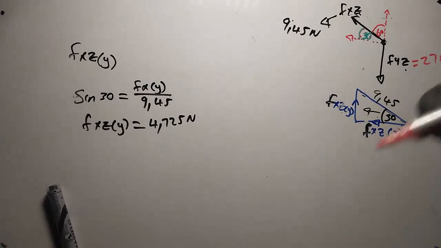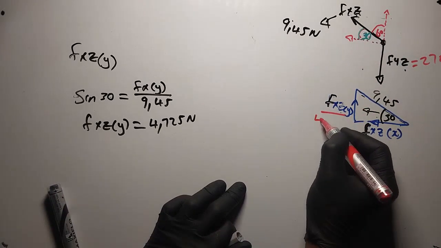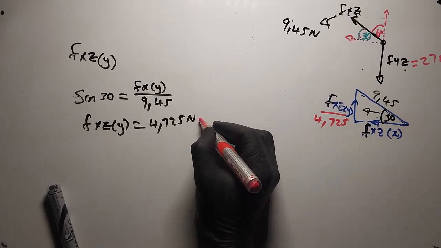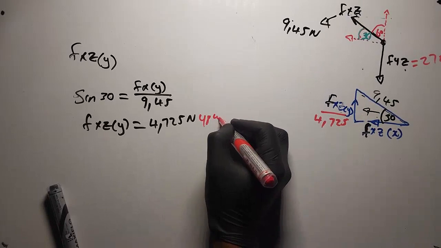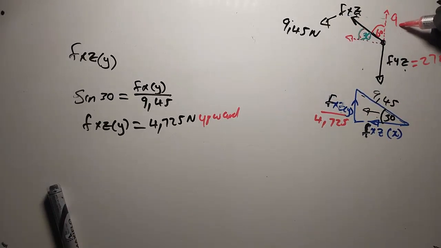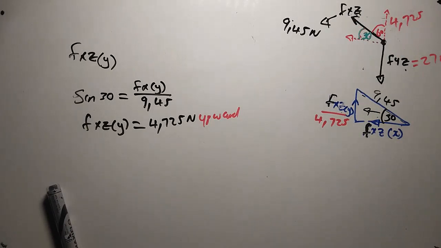What's the value over here on our vertical? It's going to be 4.725. Now this thing is acting where? Upward. Which means now we have a force here, which is 4.725, sorry. The force over here and the force over here is the same. Once you're done with that, your next thing.